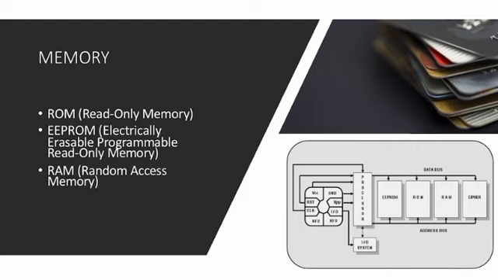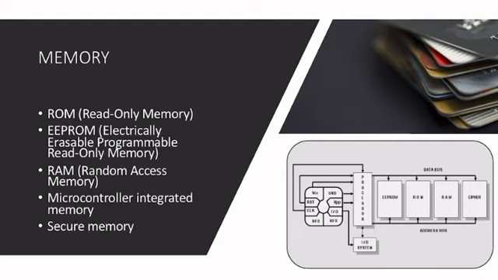ورابع حاجة معانا هي المايكرو كنترولر integrated memory، ودي عبارة عن small memory integrated to the microcontroller. It is known as on-chip memory. It is a small amount of memory that is used to store data and code. وآخر حاجة معانا هي secure memory. This type of memory is designed to store sensitive information such as the encryption keys, and it is typically protected by security features such as hardware encryption and secure boot.